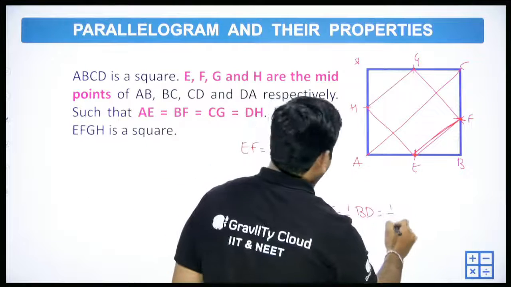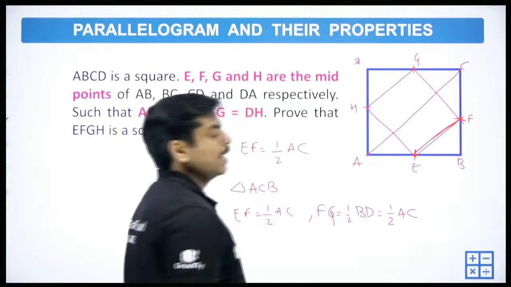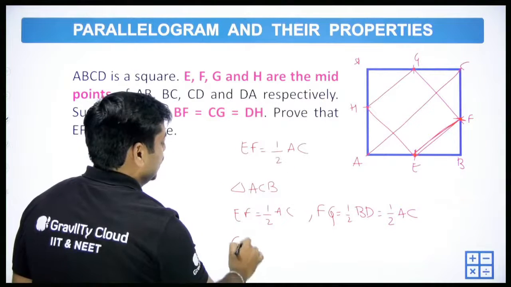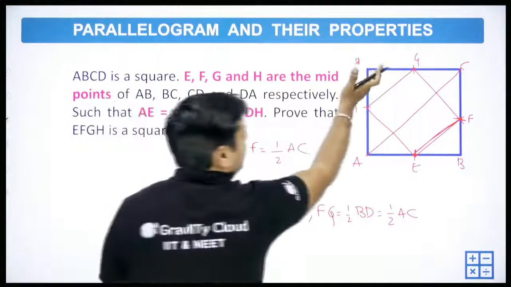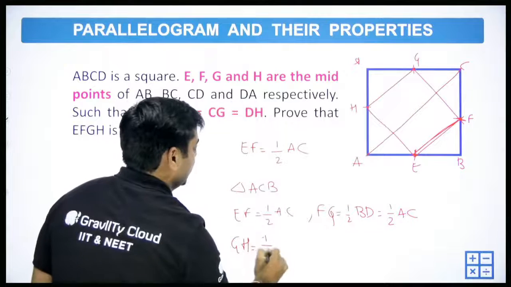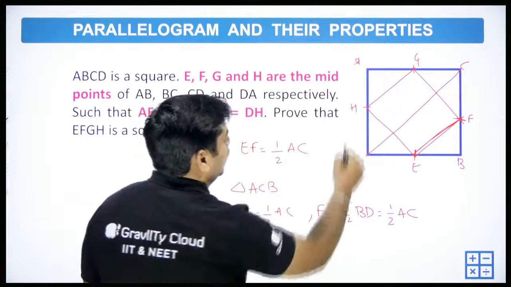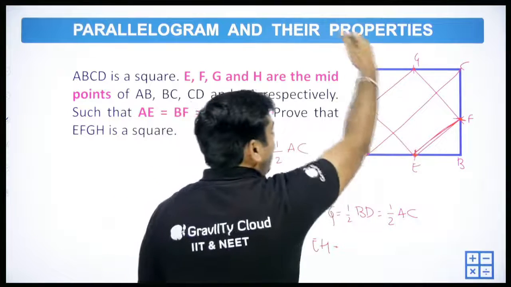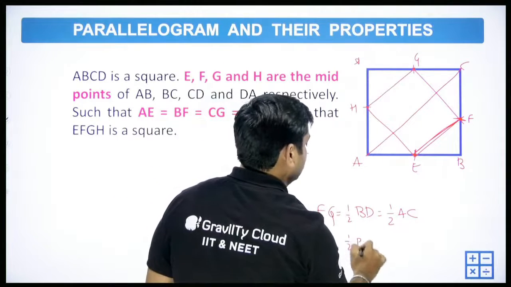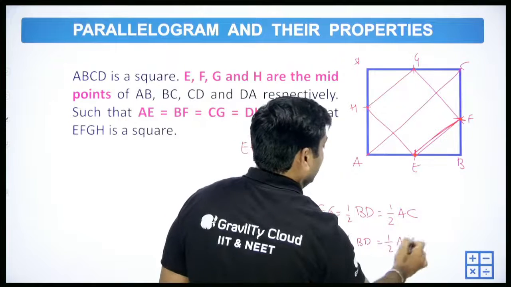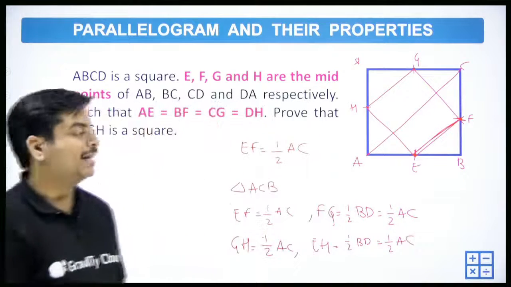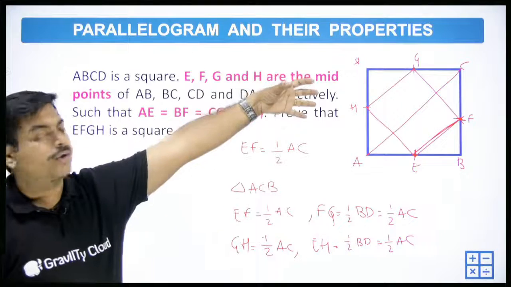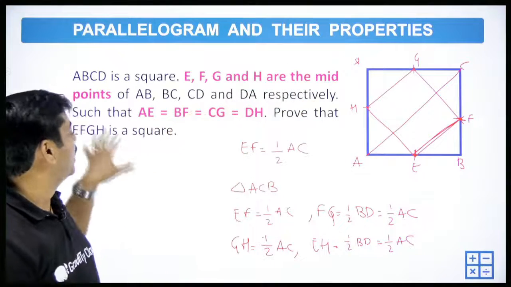So half times of AC, we can write like that as half times of AC, right? In the same way, if you go for GH, it is again half of AC. In the same way, if you go for EH, which is exactly half of BD, which is again equal to half of AC. So if you can observe this, all the diagonals are equal. So all the sides are equal now for the figure EFGH.